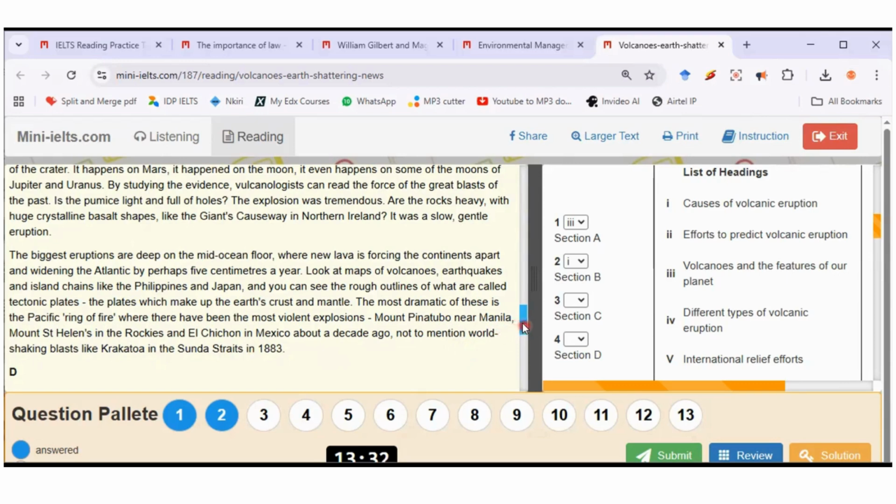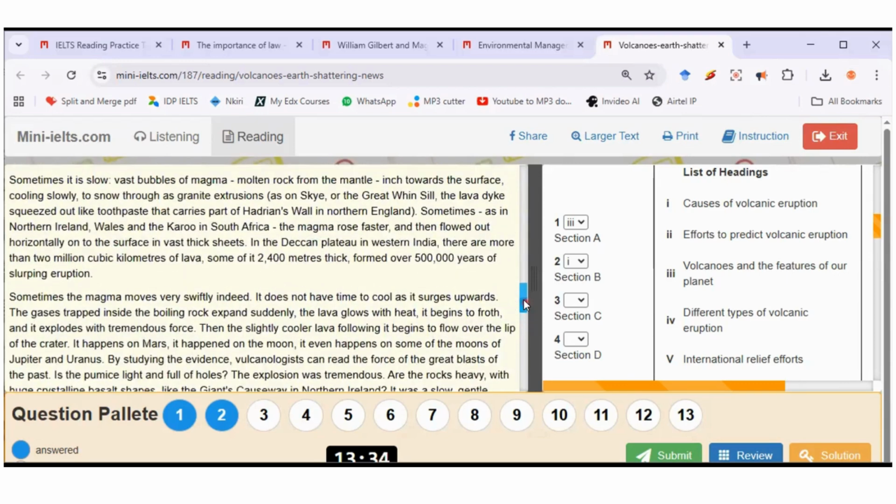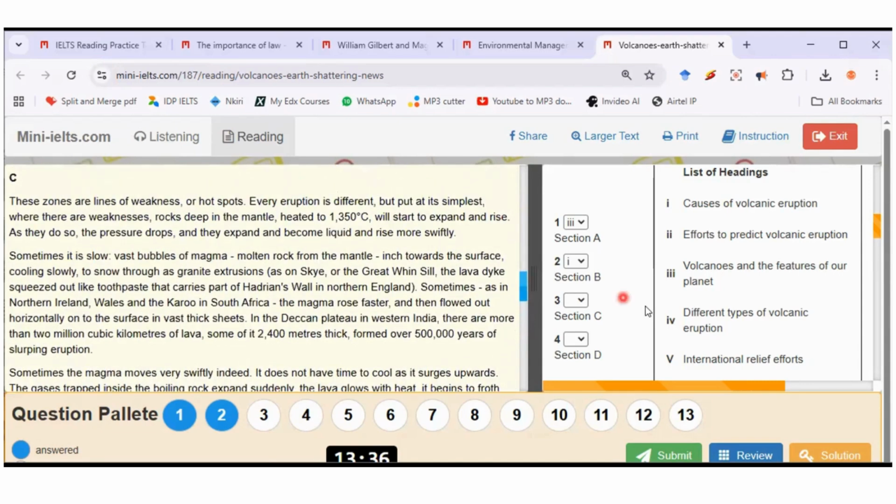This whole thing, they are basically talking about how this volcano happens. It's sounding more like it, but is it number one? I've already used number one for another section. Let me see. Efforts to predict. I didn't see the word predict in this entire section, so I'm not going to go for efforts to predict.